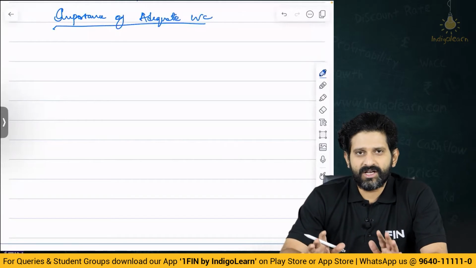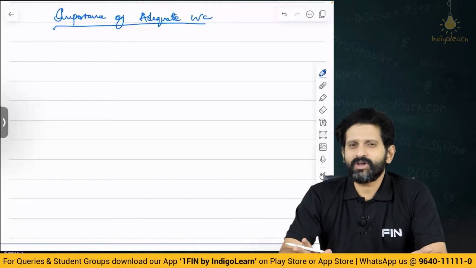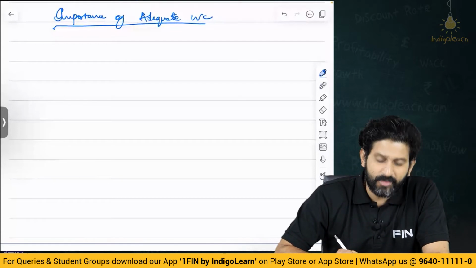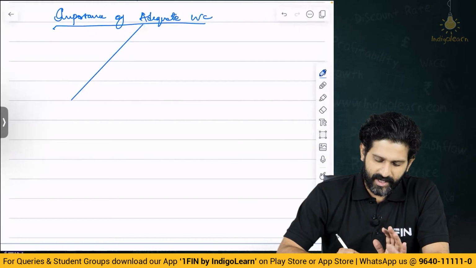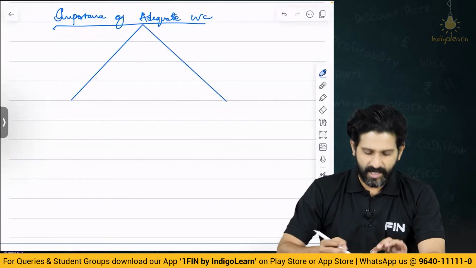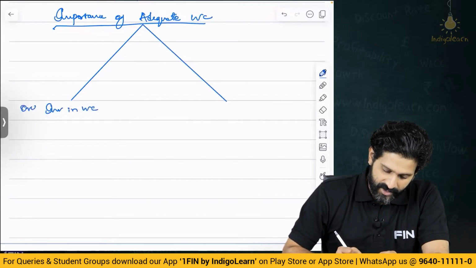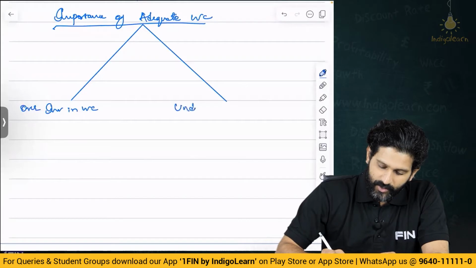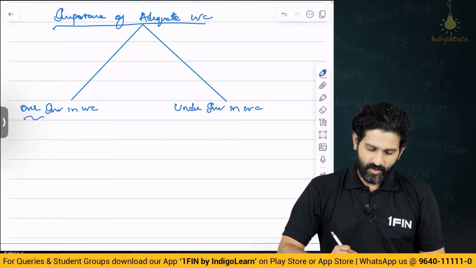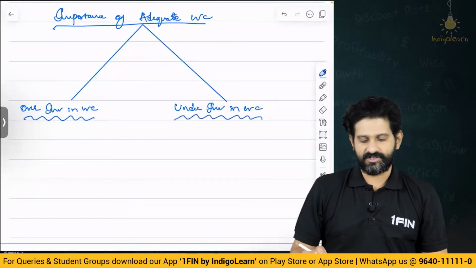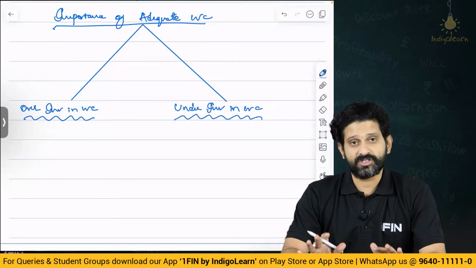If you remember friends, anything in life, whatever we do, when somebody says to do something, the first thing we ask is, what happens if we don't do it? That is the usual mentality people have. In a way it is good also. Now let us understand what happens if we don't maintain adequate working capital. There are only two things which can happen. If the working capital is not adequate, it means either there is over investment in working capital, or under investment in working capital. Now what are the problems of these two? If you understand, it will be better for us to understand the importance of working capital.